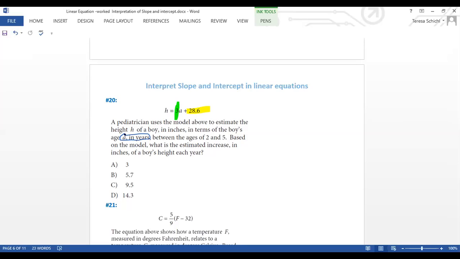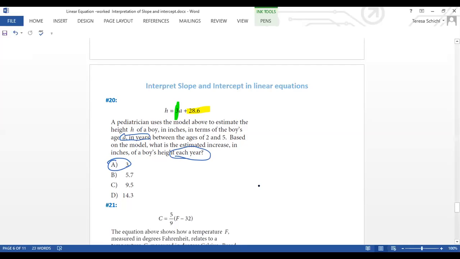So let's say based on this model, what is the estimated increase in inches of a boy's height each year? So what are we looking for here? They are asking for the estimated increase in inches per year, so it's the rate of change. We're looking for the slope, right? So it's 3 here. Okay, so this is easy.